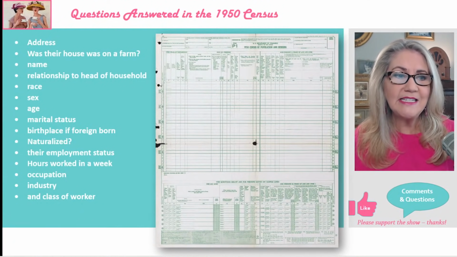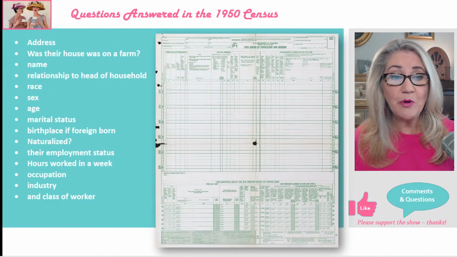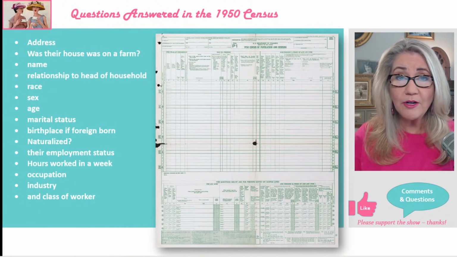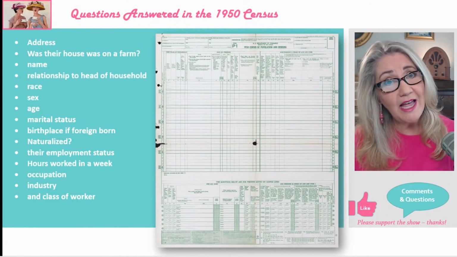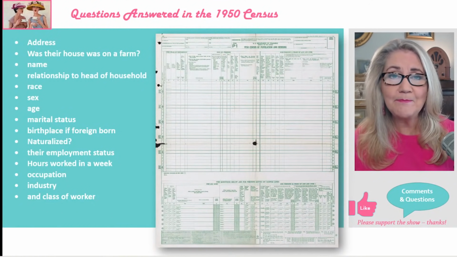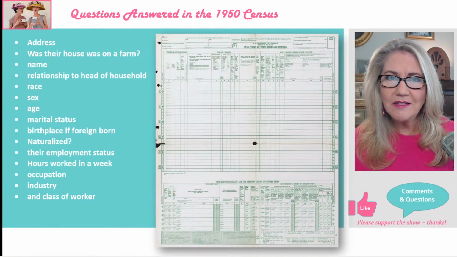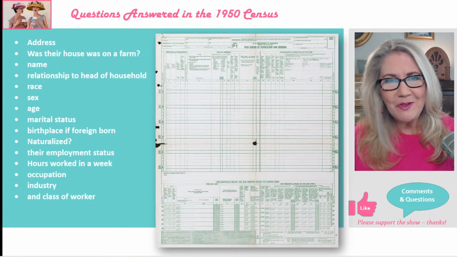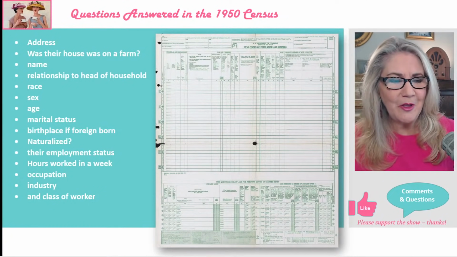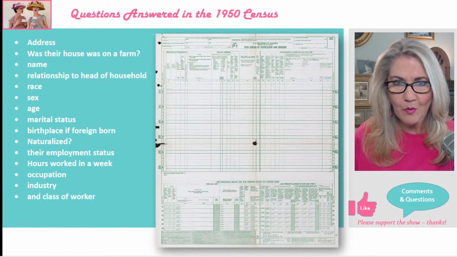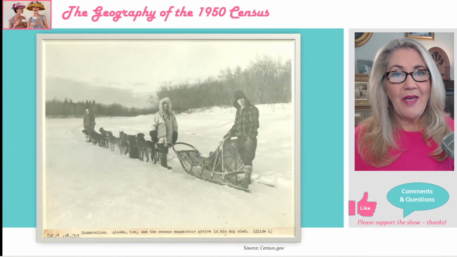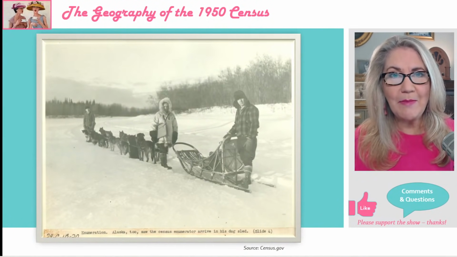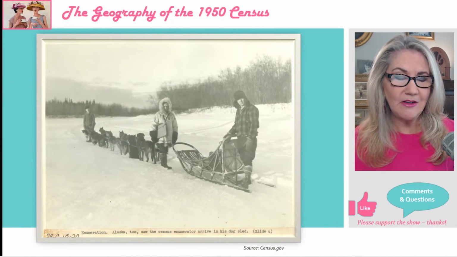It'll cover race, sex, age, their marital status, their birthplace if they were foreign born, whether or not they were naturalized after they came to the United States, what their employment status was, how many hours they worked in a week, what their occupation and what the industry was that occupation fell within, and what class of worker they were. Okay, well, so now we kind of know who the people are that we're talking about and what they're going to be asked on the form.